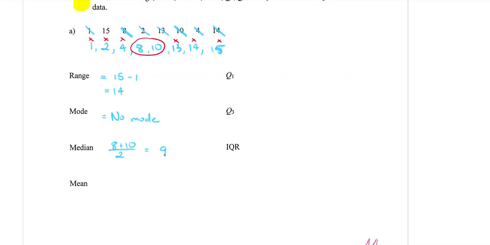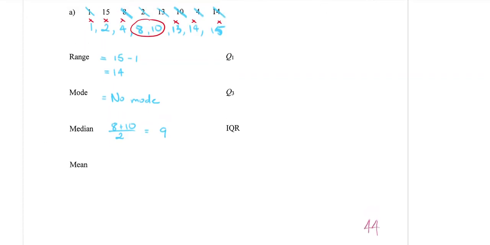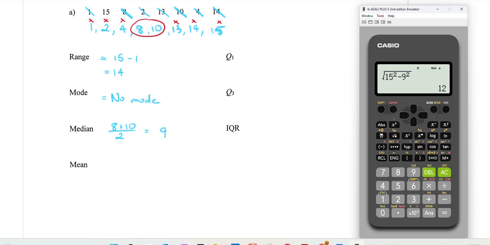The mean stands for, yeah, that's how you find it. But what is the mean? It's the average. That's what I was after. Good. To find it, yes, you are going to add up all of the scores. So in your calculator, we're going to add up 1 plus 2 plus 4 plus 8 plus 10 plus 13 plus 14 plus 15. So the sum of my scores is 67.